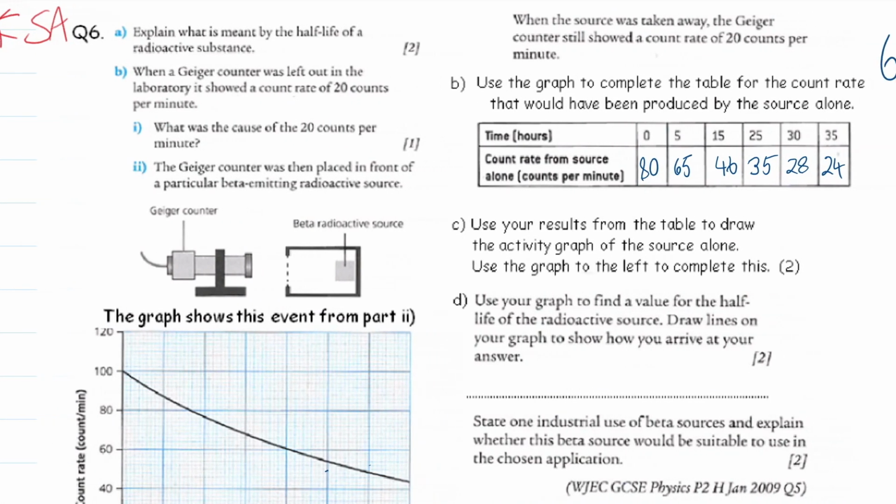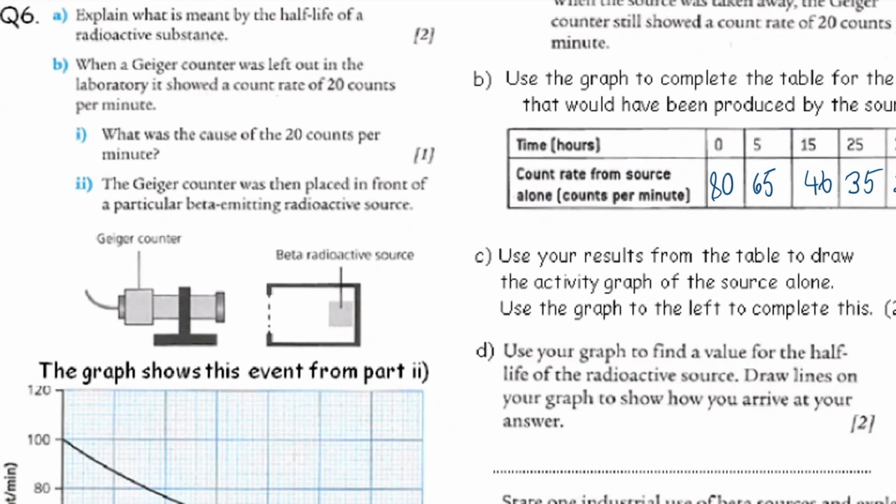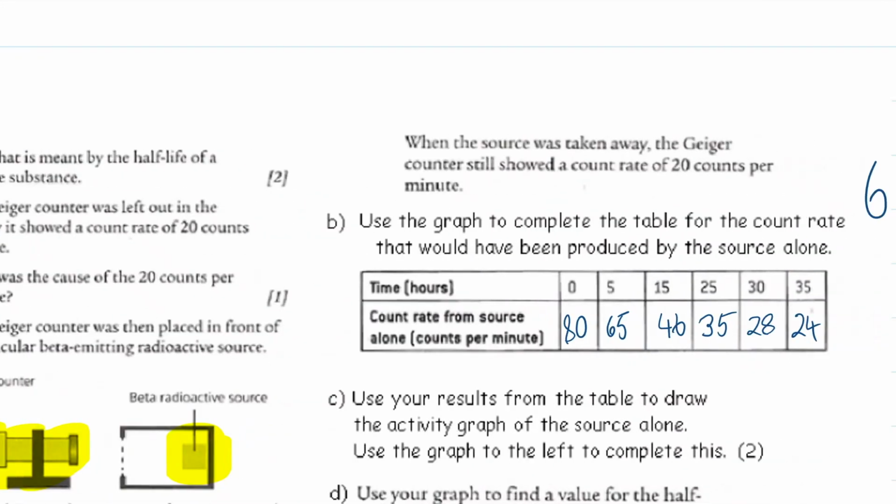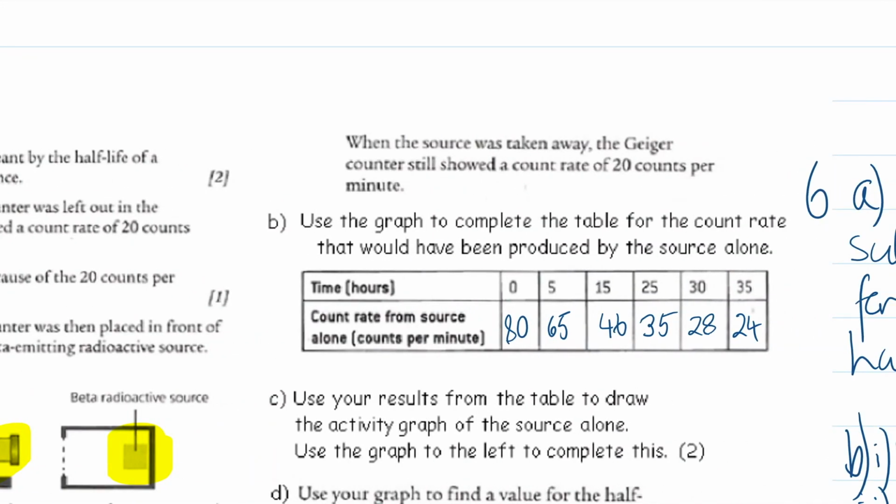B, when a Geiger counter was left out in the lab, it showed a count rate of 20 counts per minute. What's the cause of that? That's background radiation. B, part 2, the Geiger counter was then placed in front of a beta emitting source. I'm just highlighting that. There's the beta emitting source, there's the Geiger counter. When the source was taken away, the Geiger counter still showed 20 counts per minute.